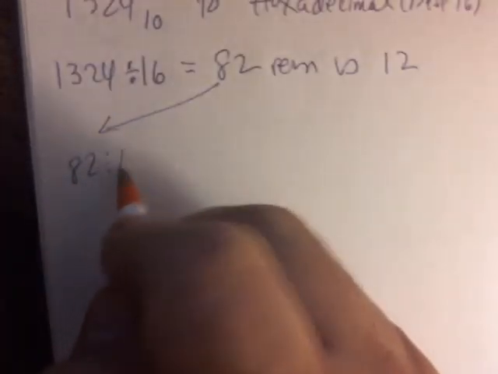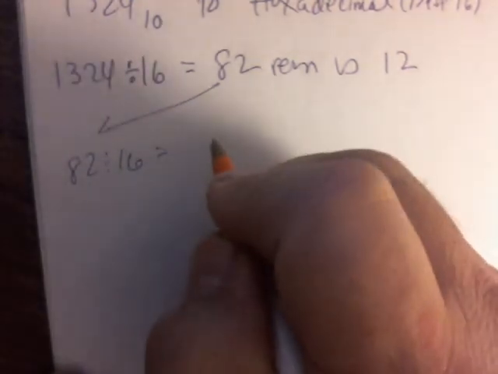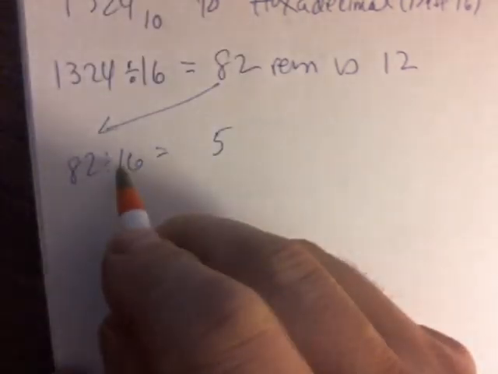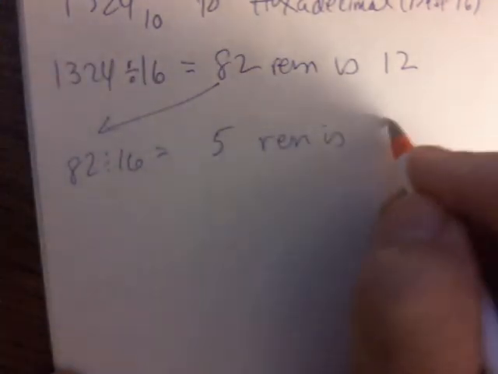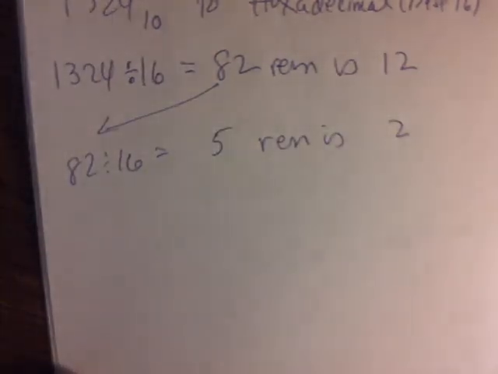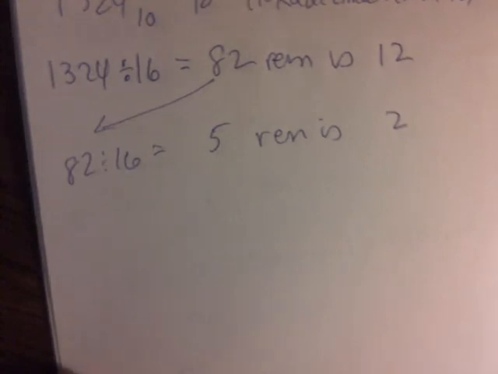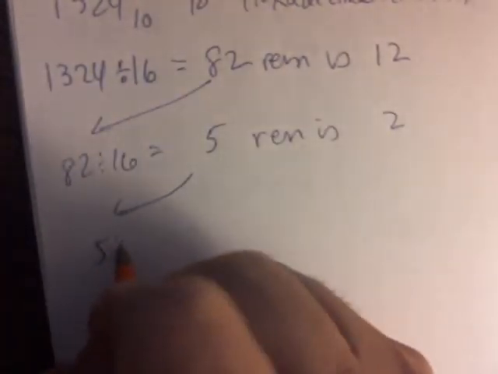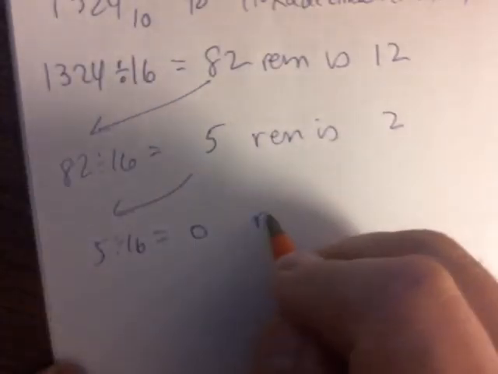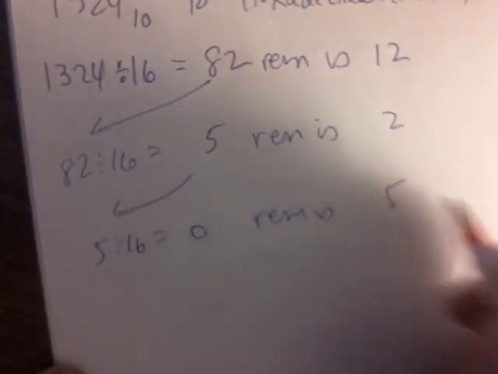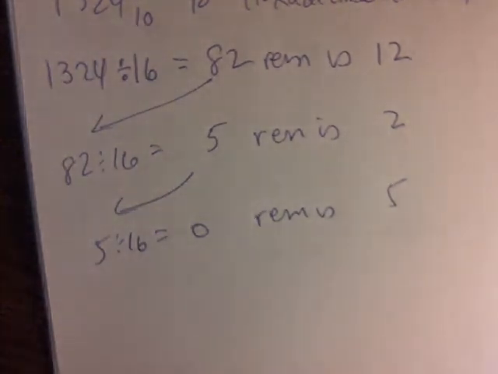82 divided by 16 goes 5, because 5 times 16 is 80. Remainder is 2. 5 divided by 16. 16 does not go into 5. So my remainder is 5. So that's again how I know how to stop.